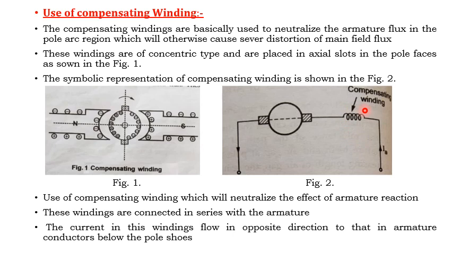So this is the armature, which is connected in series with the compensating winding. The current in this winding flows in the opposite direction to that of the armature conductors. Whatever current is flowing through this compensating winding, as shown here, will be in the opposite direction to that of the armature. So an opposite MMF will be produced to that of the armature conductors, and so there will be neutralization of the armature reaction.